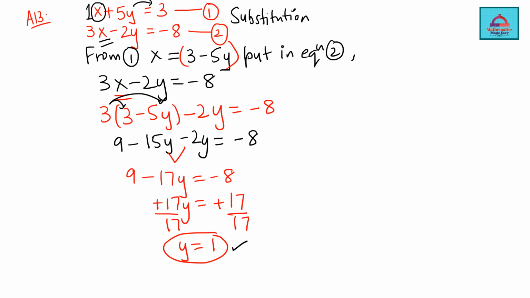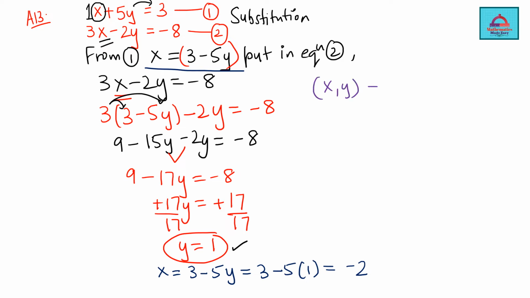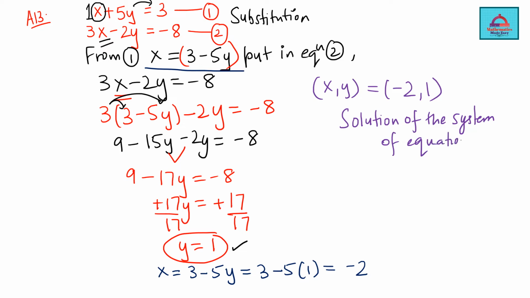So we are going to go back to the equation of x. So x is equal to 3 minus 5y. So this is 3 minus 5 times 1, which gives you minus 2. So we have got the value of both the variables. So x comma y, this is the solution. So x is equal to minus 2, y is equal to 1. So this is the solution of the system of equations. We have got our values of x and y. x is minus 2, y is 1. So that completes the substitution method.